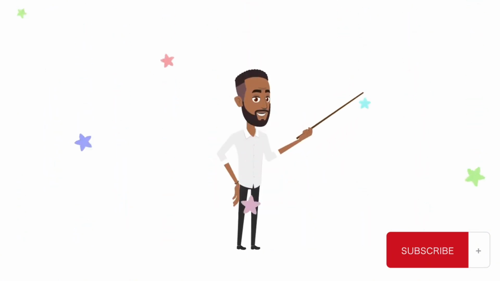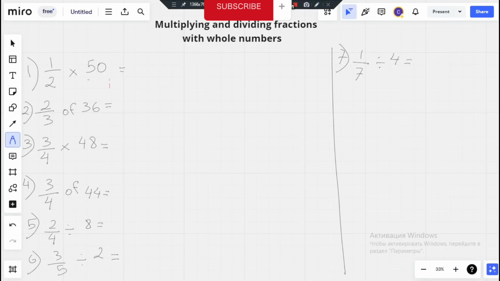Let's get started with today's lesson. So we have multiplying and dividing fractions with whole numbers. The first thing we need to do is, since this is a whole number, turn it into a fraction as well. How do we turn a whole number into a fraction? All we need to do is make a line and add 1. And now it is a fraction.